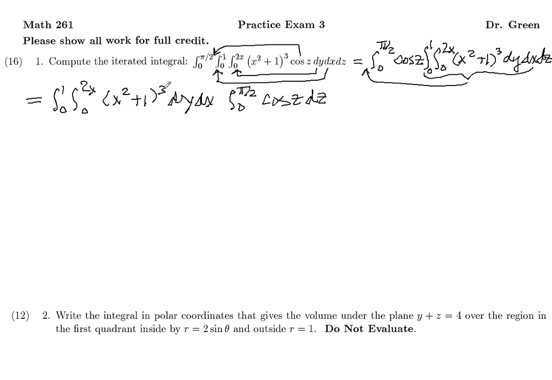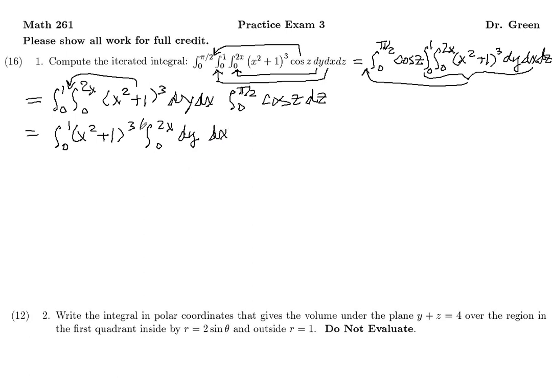Now this x squared plus 1 cubed is a constant with respect to y, so that can come outside of this integral. So in the next step, this will be integral from 0 to 1, x squared plus 1 cubed, and then inside is integral 0 to 2x, dy, and then dx.